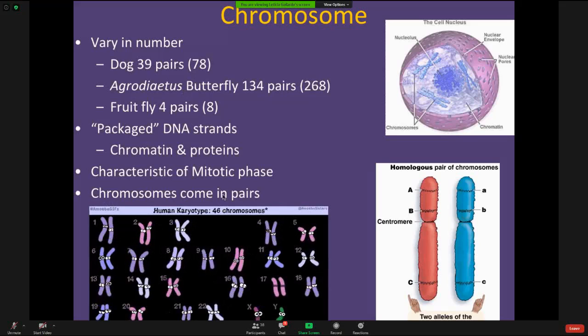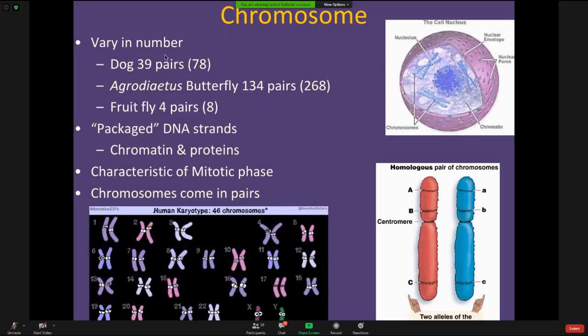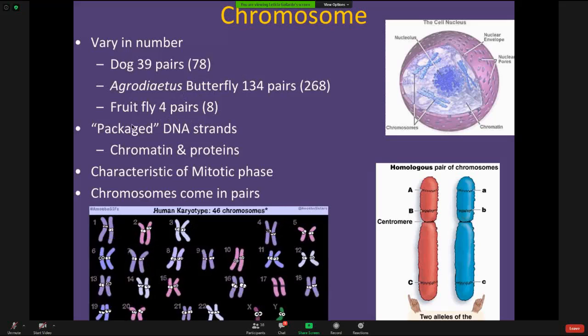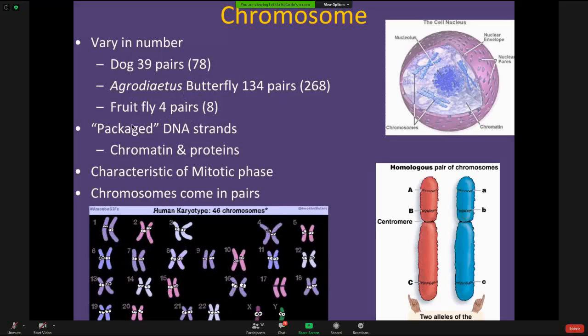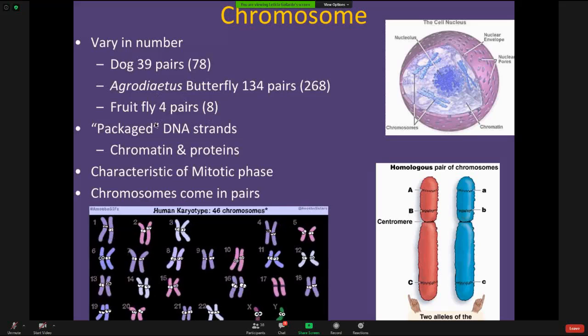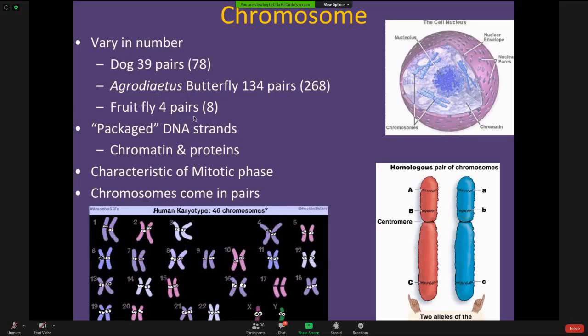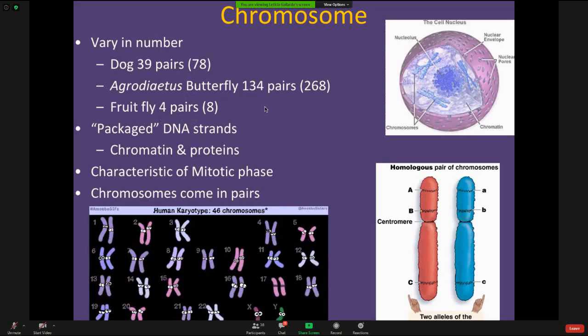The pairs are going to vary according to the species, right? So dogs have 39 pairs. This genus of butterflies here has 134 pairs. That's crazy. Fruit flies have 4 pairs, right? So very little DNA. This is one of the reasons why we use fruit flies so frequently in genetic studies, because it's been easy to sequence and identify all the genes in fruit flies. There's not that much genetic material there.